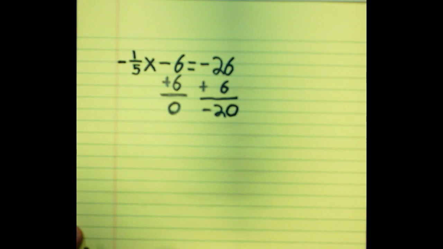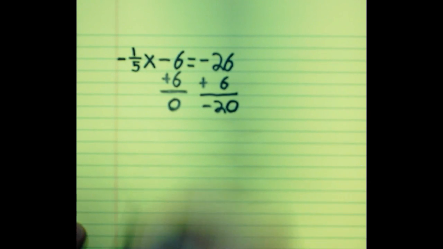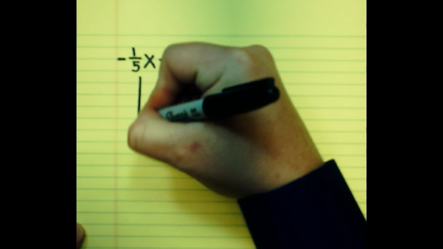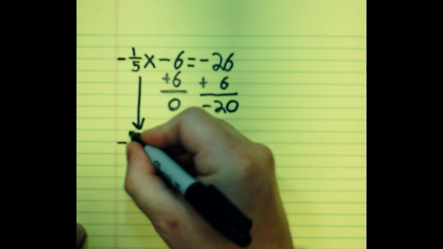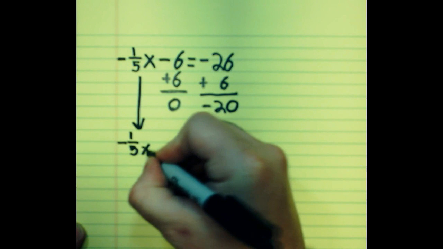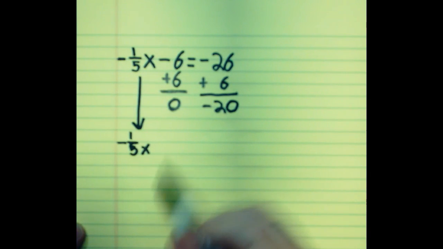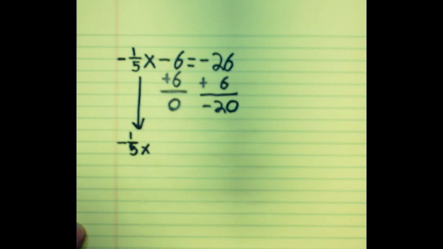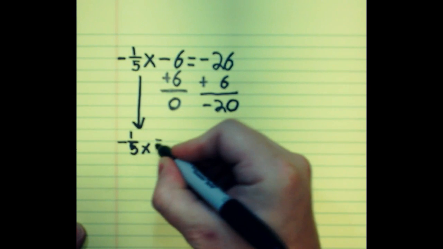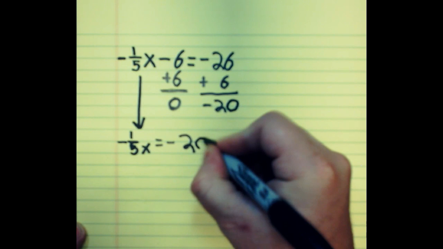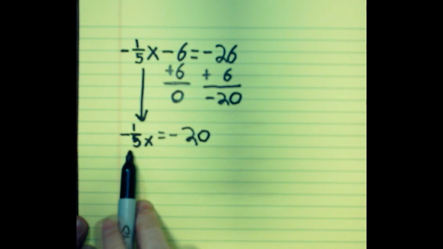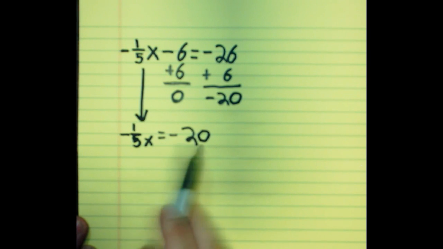Now it's very important at this step to make sure that everything we haven't used yet comes down. So this negative 1/5 x needs to come down. So negative 1/5 x, because we haven't used that yet. Okay. The 0 is gone, so we don't need to use that. We still have the equal sign, and now we're at negative 20. Okay? But now we have a fraction times a variable equals negative 20.